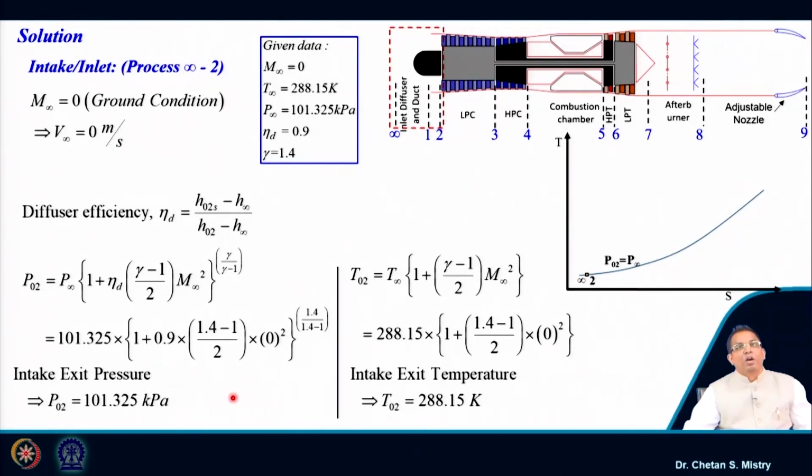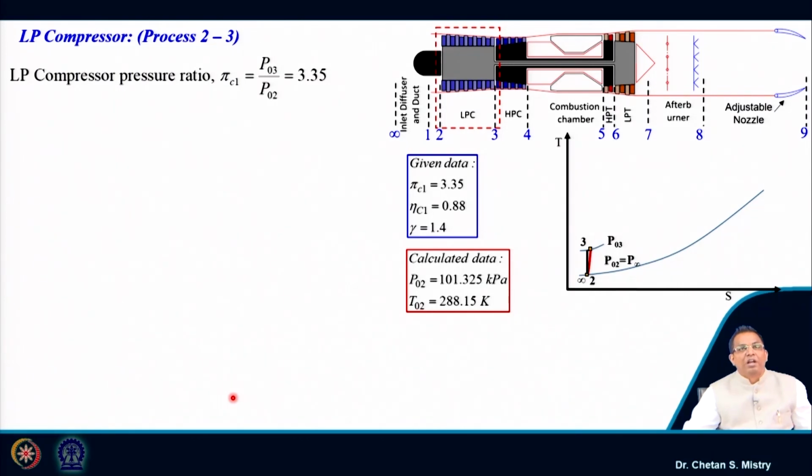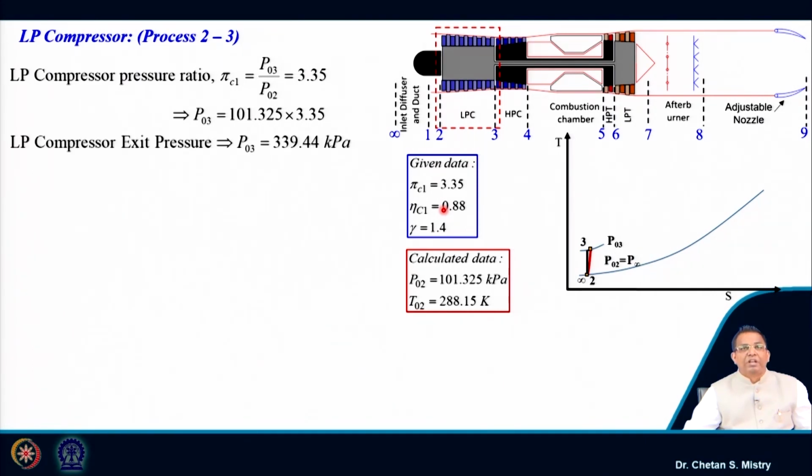Okay. Now, let us move towards the next component. The next component we have is our LP compressor. For that, the pressure ratio is defined as 3.35, and the efficiency is given as 88%. Based on the pressure ratio, we can calculate my exit pressure, and this exit pressure is coming as 339.44 kilopascal.